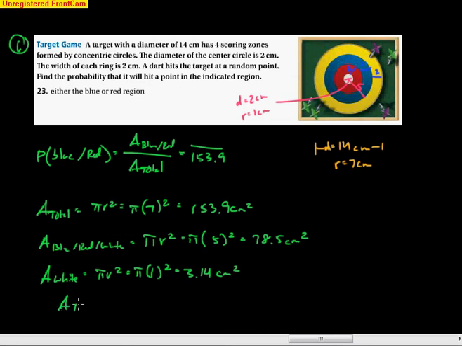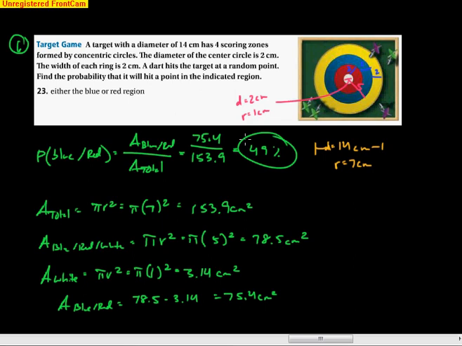So to find the area of just the blue and the red that I need on top, we're going to subtract. So we're going to take 78.5 and subtract 3.14. 78.5 minus 3.14 gives me about 75.4. And there's my top number. And I will divide these two. 75.4 divided by 153.9. And I get something like 0.4899. Times that by 100. It's like 48.99, which rounds up to 49%.